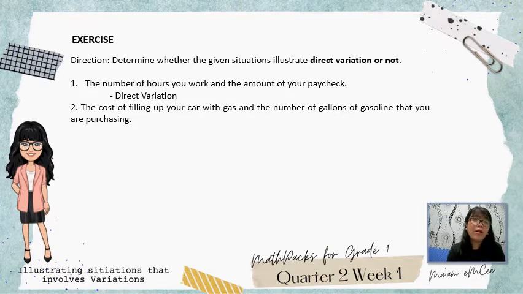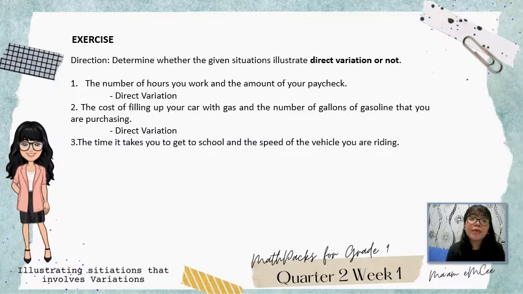So the more money you spend on filling up your car with gas, the more gallons of gasoline you are purchasing. And likewise, if the cost of filling up your car with gas decreases, the number of gallons of gasoline that you are purchasing also decreases. So for this one, this is a direct variation.